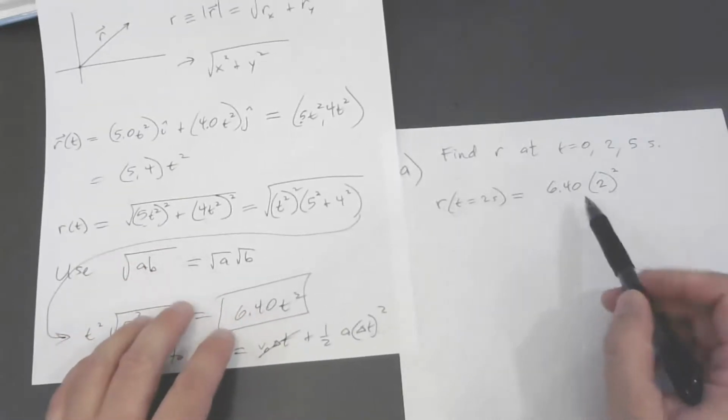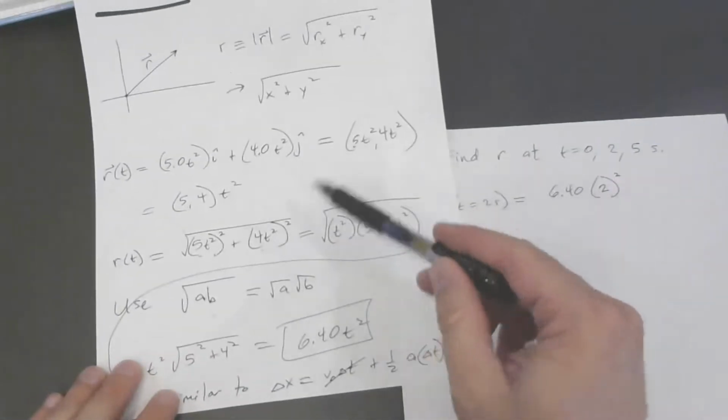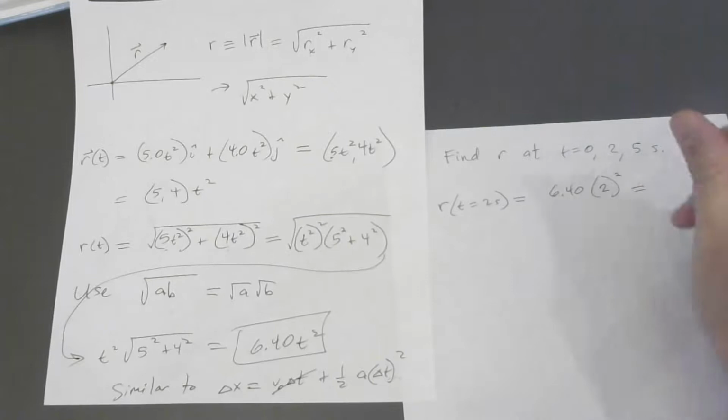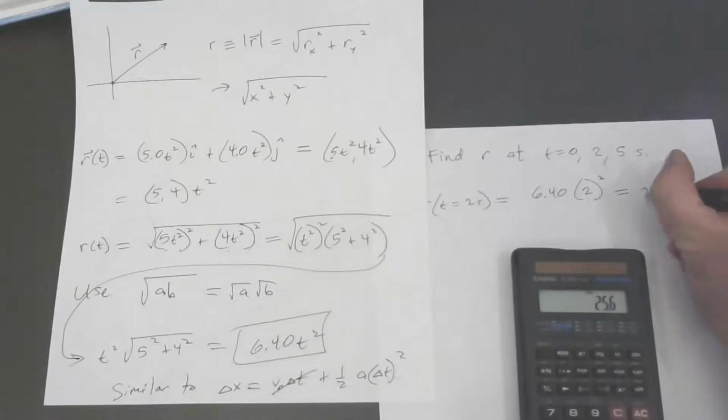So what's going on here is this constant out front really contains some dimension that I didn't write down. You could go back to the equation and figure out what those units are, but right now it's probably safer just to suppress the units altogether. This is 4 times 6.4. So at the end I'll go ahead and add the meter symbol. This is how far we are from the origin.